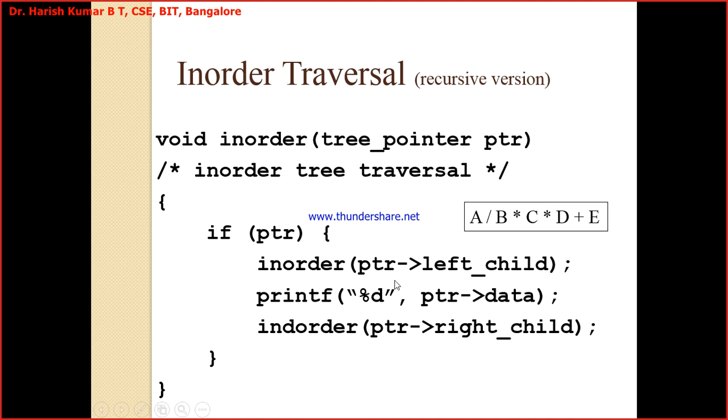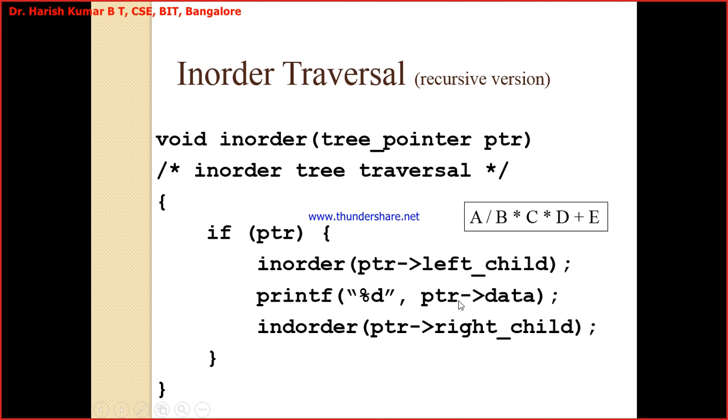Okay, same thing. So I need to traverse the left subtree, no? See, in Inorder, I'm calling this function again recursively. Inorder, left subtree I need to traverse recursively, PTR arrow left child. So till the leaf of the left subtree is reached, the function will be calling itself only. The moment it reaches the leaf node of the left subtree, it comes to the printf statement here, and when it comes here, the root node is printed.